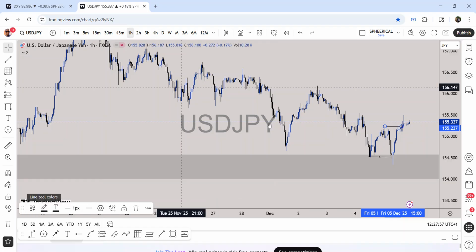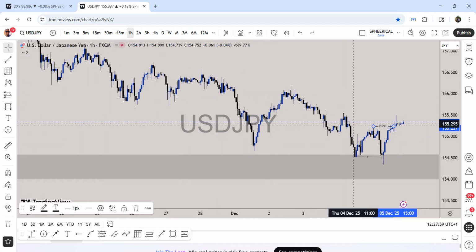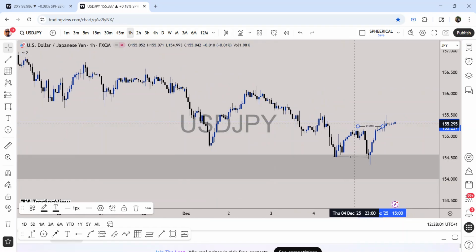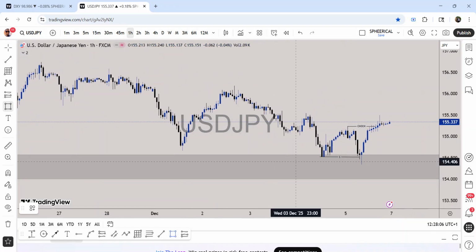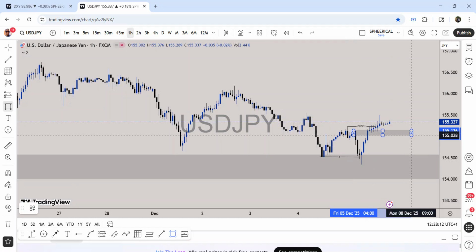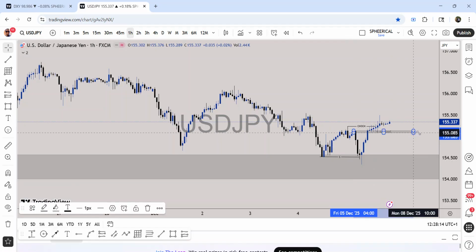So what are we waiting for? We are going to mark out the POIs that we are seeing here. The first one is this mitigation block. We can call it a supply zone also, that has turned to support, our demand zone. It has been a resistance level before.